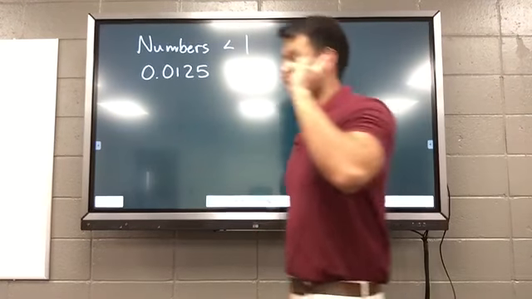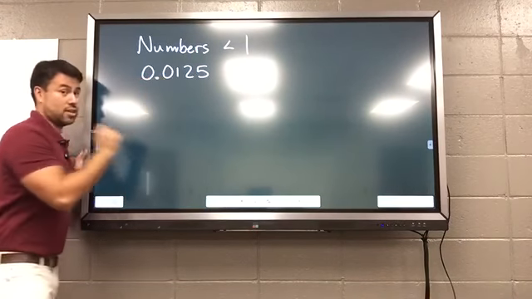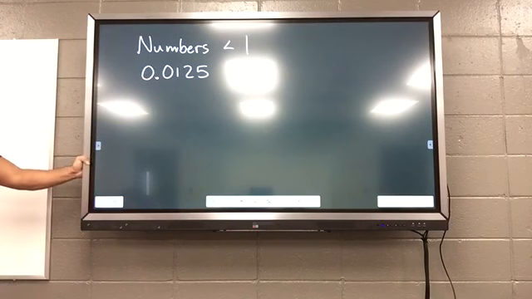Where does that decimal point, where is it? Well, thankfully it's written right here. But where should it go?